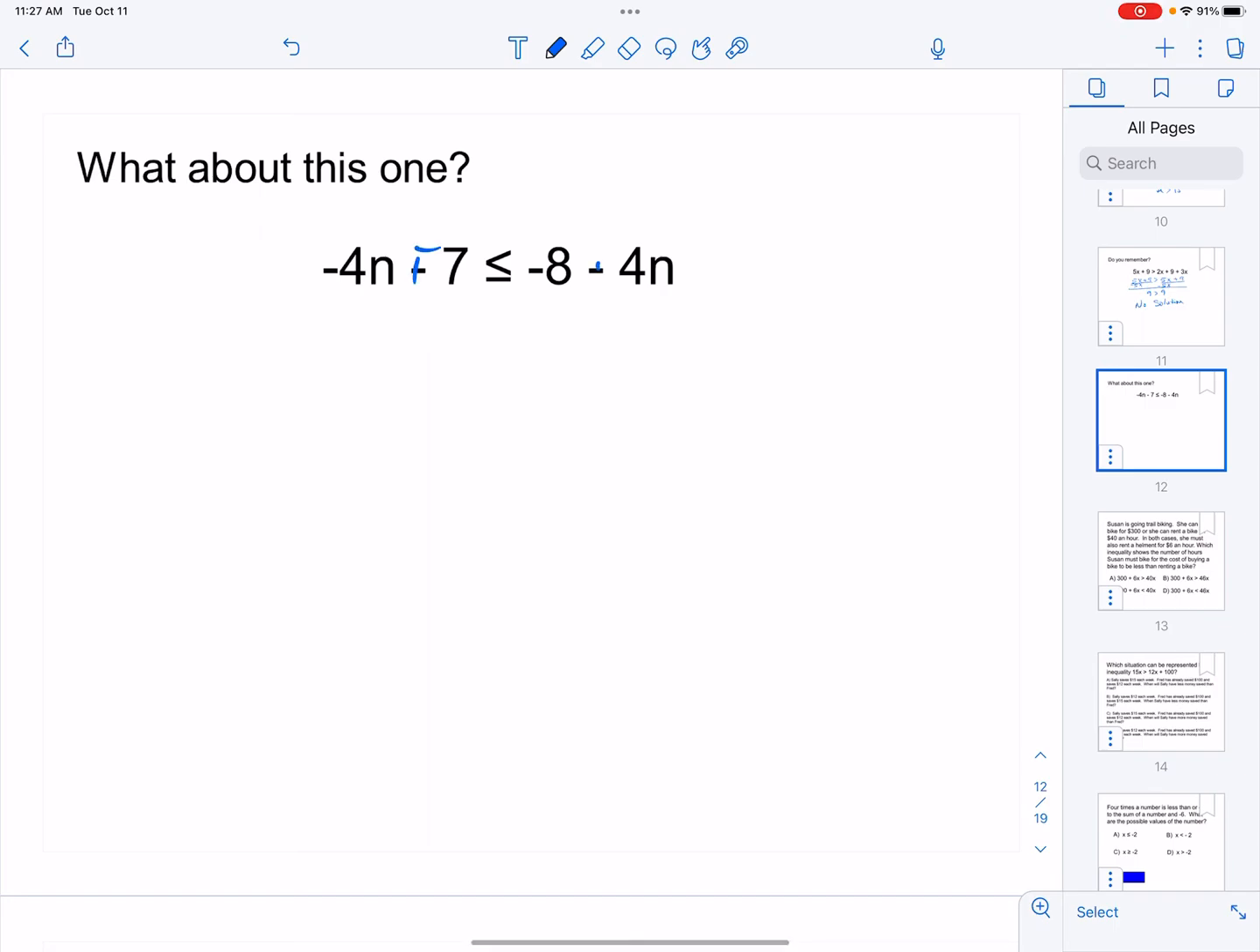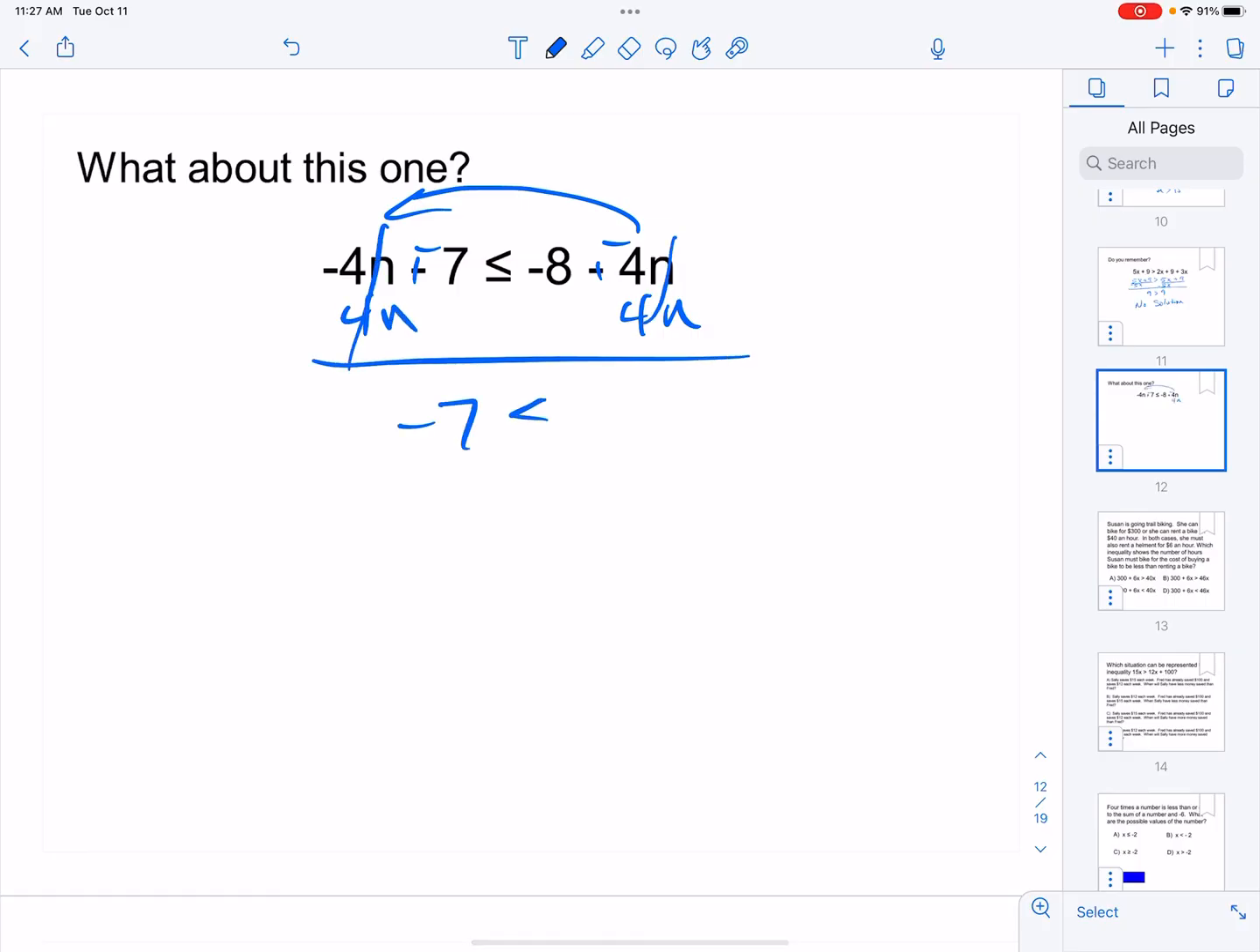Again, I change my signs and I get rid of my letters. So I move this 4n over. So positive 4n, positive 4n. My 4n's go away and I'm left with -7 is less than or equal to -8. And is that a true statement? Is -7 less than -8? No, it is not. So this one is still no solution.